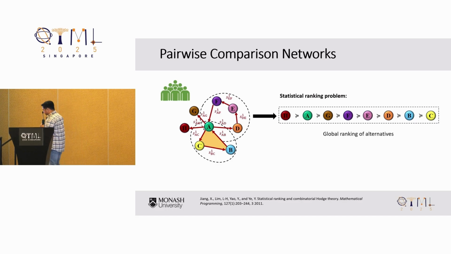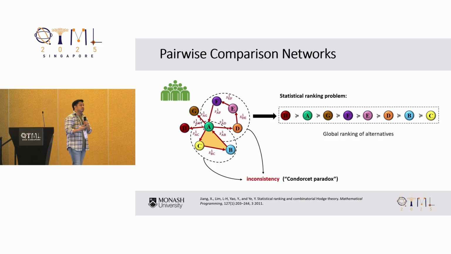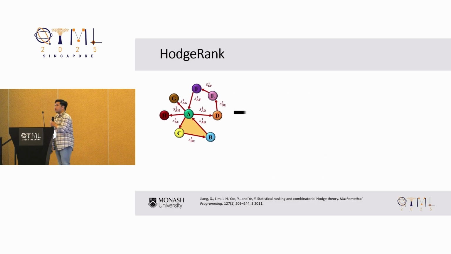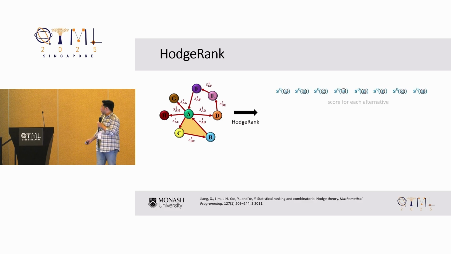And this is in general a hard problem because we have this cycle of alternatives and this is called inconsistency. So the voters cannot decide which alternative is better compared to others. Solving this problem exactly is an NP-hard problem. So the idea of HodgeRank is to solve the problem approximately. Using the discrete exterior calculus method, HodgeRank outputs the scores of each alternative.